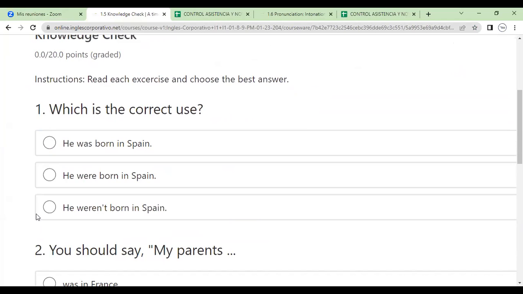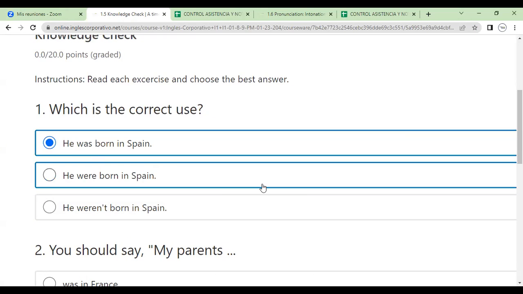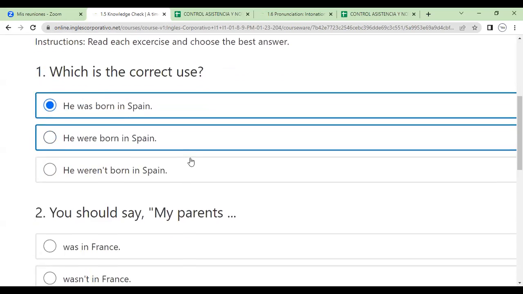First one. Okay. Number one. The first one. Could you please read the statement? He was born in Spain. He was born in Spain.